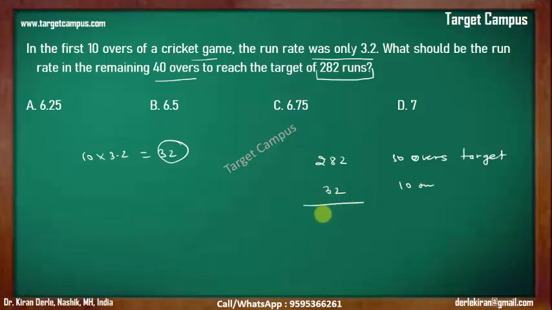So the remaining runs they need to make is 250 in how many overs? 40 overs. What should be their run rate? It is 250 by 40, the zero goes out, 25 by 4, that is 6.25. 6.25 should be the required average, required run rate. Run rate is nothing but average runs per over. I hope you are getting this point. Pretty much simple, guys. Let's move ahead.